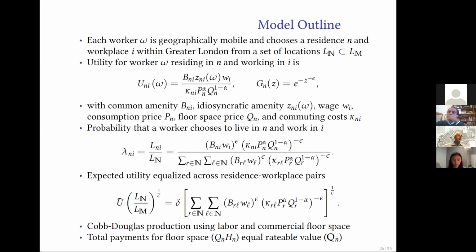And what are workers trying to do? Well, workers are trying to maximize their utility. They're trying to make the best choice for them. And as in a standard random utility model, every worker is going to make the choice that's the best choice for them. So what does the worker's choice depend on?